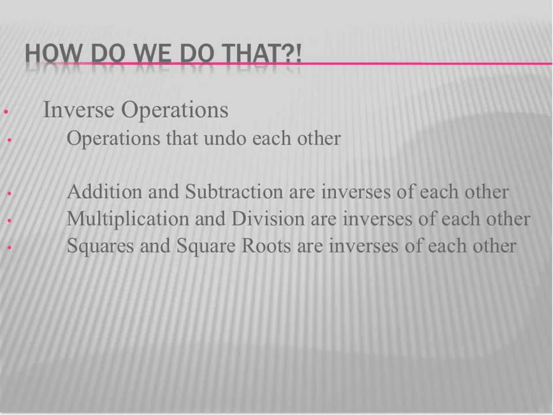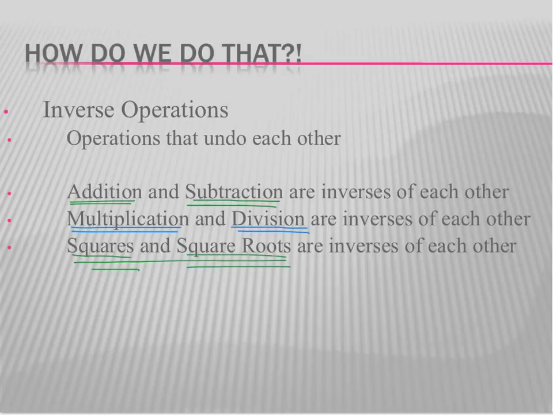So for addition, subtraction is the inverse. And for subtraction, addition is the inverse. For multiplication, division is the inverse. And for division, multiplication is the inverse. Squares and square roots are inverses of each other. So to undo a square root, you use a square. To undo a square, you use a square root.